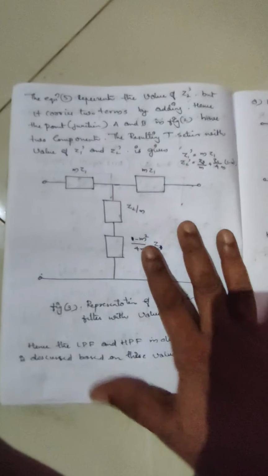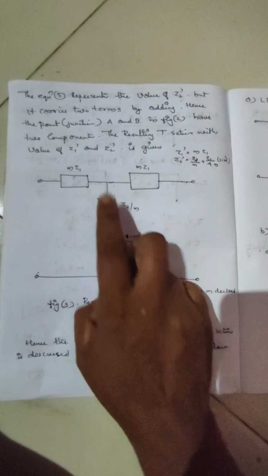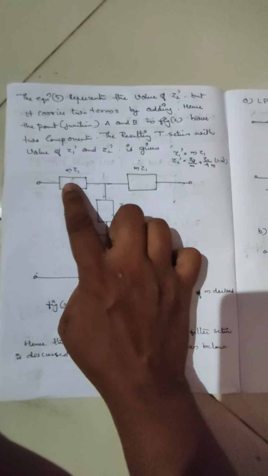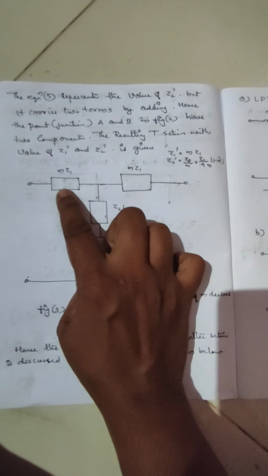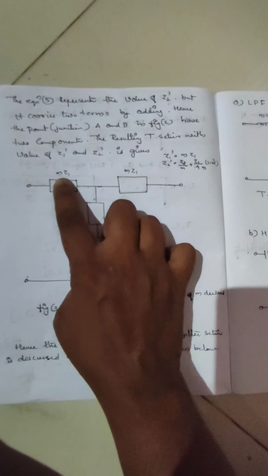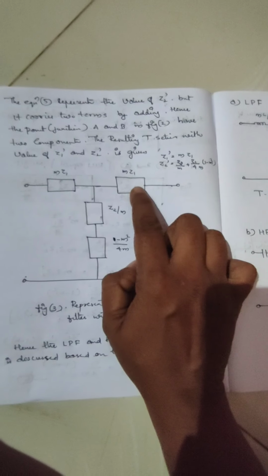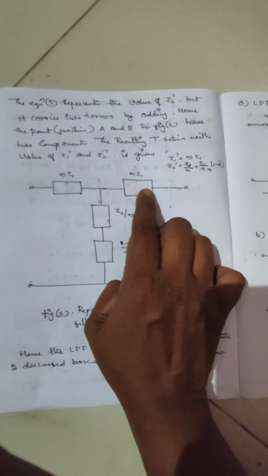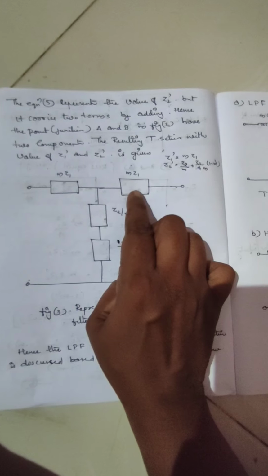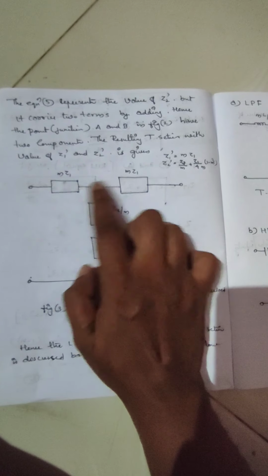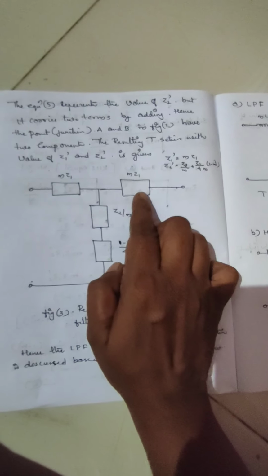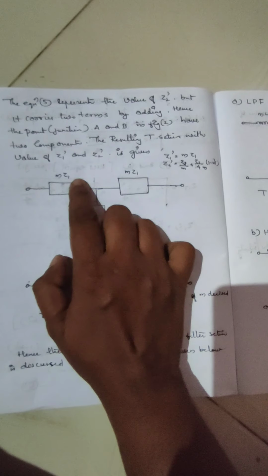We can rearrange the figure like this. Okay, so listen, we substitute the series component's value. That means our Z1 dash will become m into Z1. Here the series component Z1 dash we rewrite as m into Z1.